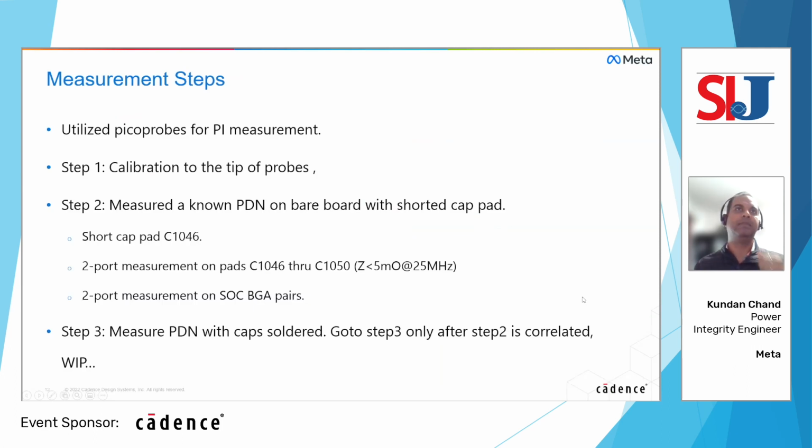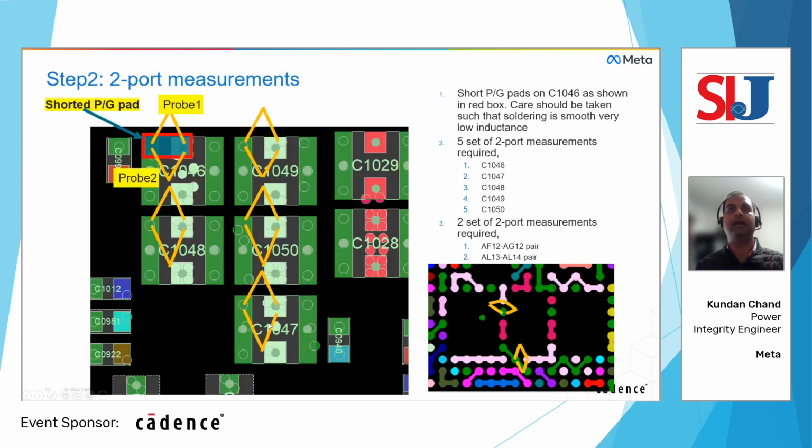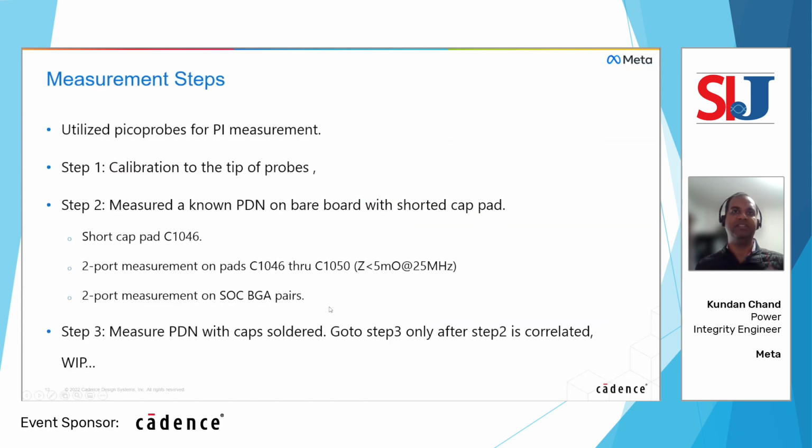Okay, so there's a little bit more detail on the measurement steps for this case, where we calibrated to the tip of the probe for the two-port calibration, and then we made sure that our calibration is accurate, and we used a known PDN on the bare board, and we measured each of these caps, which I was showing on the previous slide, using the two-port method, and also the SOC BGA pair. And let's look at the correlation for that.